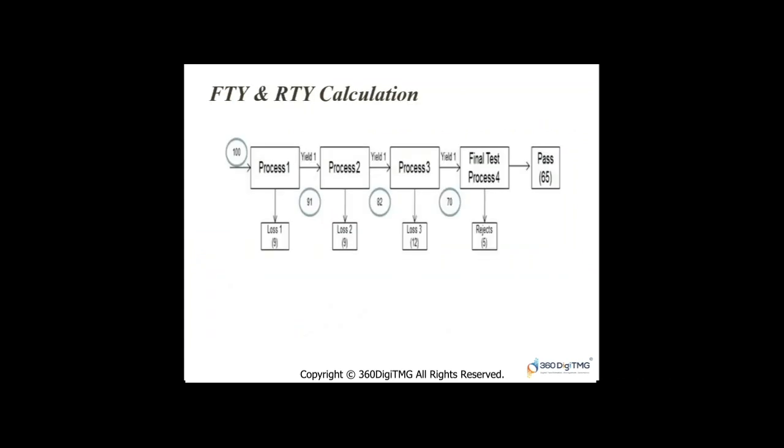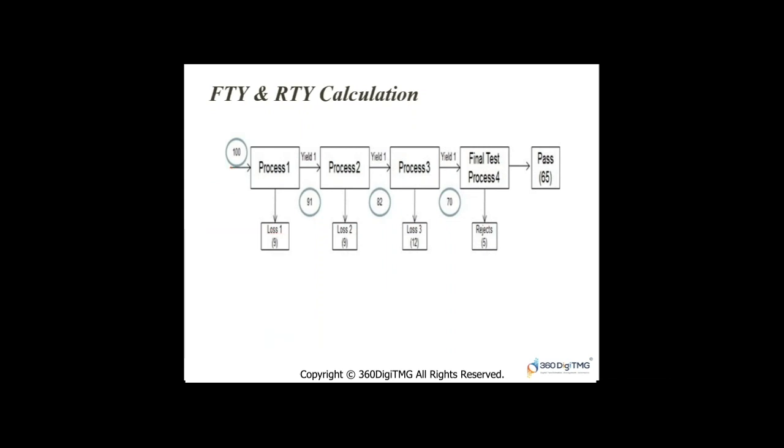Now look into this first time yield and rolled throughput yield calculation for this entire process. 100 units were taken to process 1, right? And you have found that 91 out of 100 were meeting your specifications. So 9 were not meeting your specification. So if I were to find out the first time yield for this process 1, what would that be? It would be 91 divided by 100, which is nothing but 0.91, right?